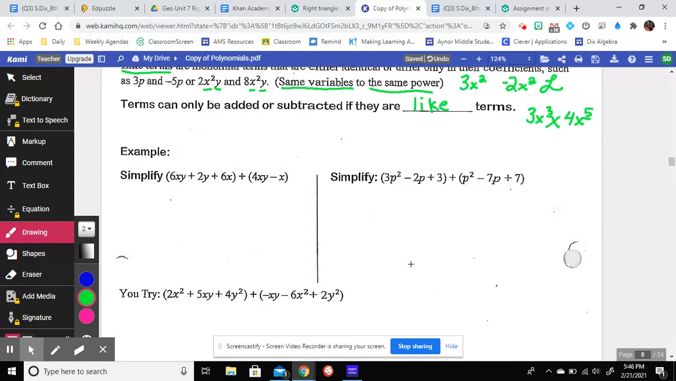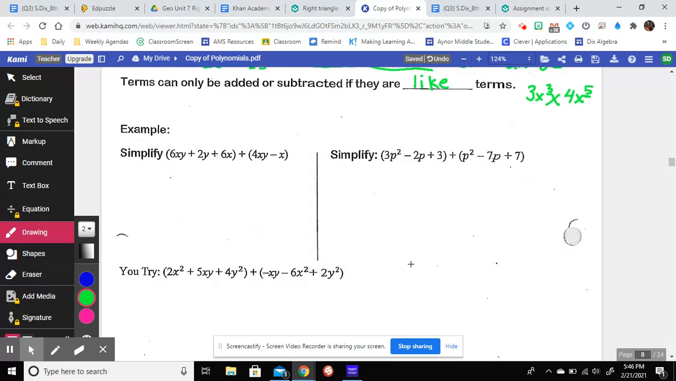So let's go down a little bit on the page here, and we're going to do these two examples. The example says 6xy plus 2y plus 6x plus 6xy minus x. Since all of this is addition and subtraction, we don't really need those parentheses here. But they are there to show that this is one polynomial here and here's another one. Again, polynomial is a word we're going to talk about on Friday. For now, you just need to know it's an expression. So what you want to do is just add the like terms. So 6xy and 4xy are like terms, and there's a plus sign in between. So 6 plus 4 is 10, and then you just put the xy.